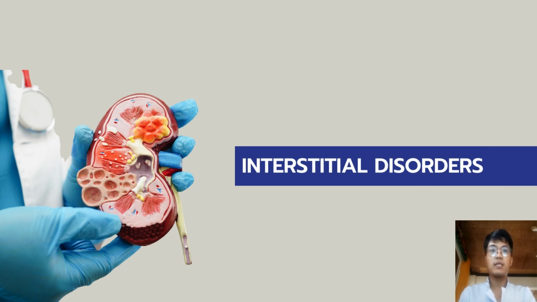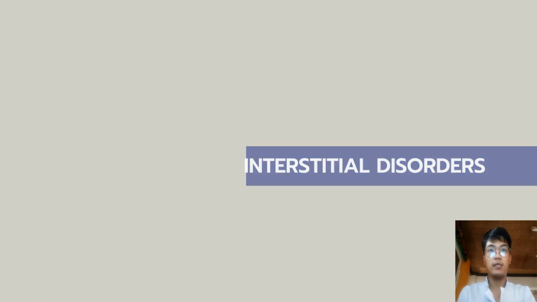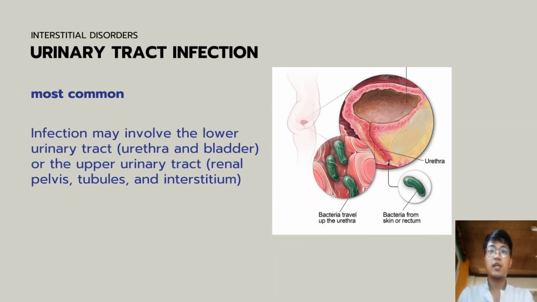Next topic will be the interstitial disorders, in which we're going to discuss from UTI to acute pyelonephritis, chronic pyelonephritis, and acute interstitial nephritis. So first, we have the urinary tract infection, the most common renal disease infection, which will involve the lower urinary tract, or the urethra and the bladder, or the upper urinary tract, renal pelvis, tubules, and interstitium.